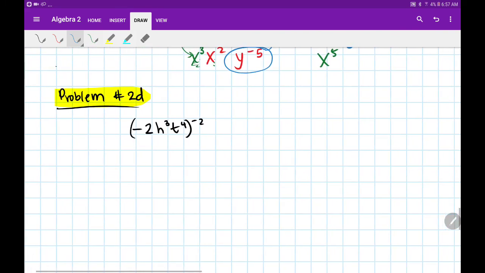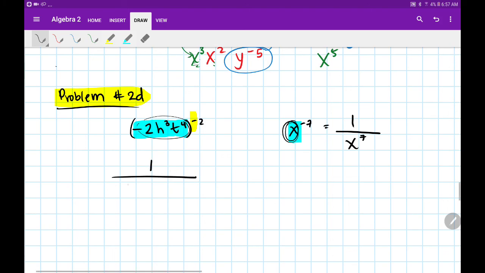All right, last problem. Number 2D. So I see a negative exponent. I want to get rid of it first. And the way to do that, remember, if I had x to the negative 7, we took the reciprocal of the inside, 1 over x to the positive 7. This time, instead of just a simple variable, I have like a whole mess of stuff, but that's okay. I still use the same rule. Instead of all that to the negative 2, I'm really dealing with 1 over all of that to the positive 2 power.